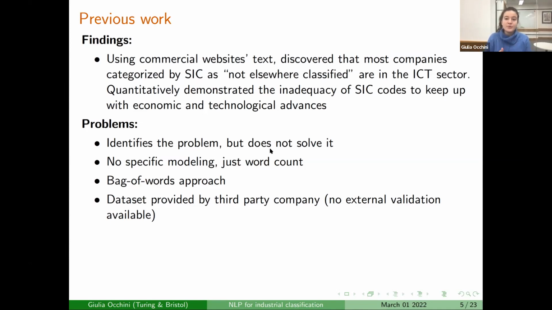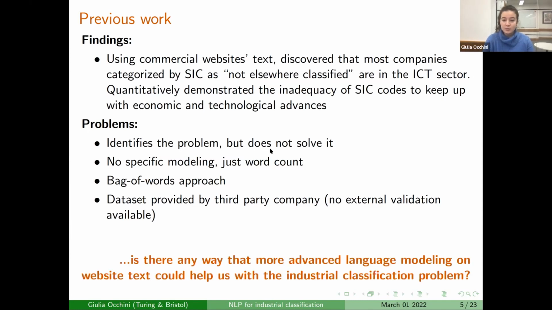First of all, the problem is identified. Now we know that SIC codes are not granular enough to describe the economy, but the problem is not solved in this paper. Also, while the authors use textual data extracted from websites, they do no specific modeling, and they just use word counts. They also use bag of words approaches, which at this point in time are a bit obsolete in NLP. And they use a data set provided by a third-party company without providing any external validation.